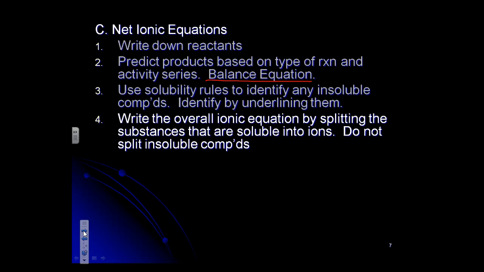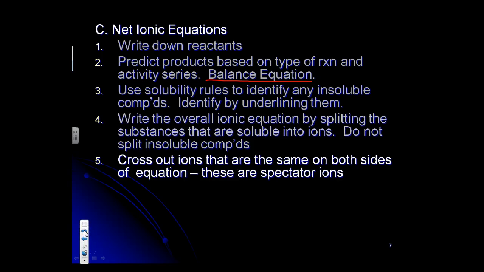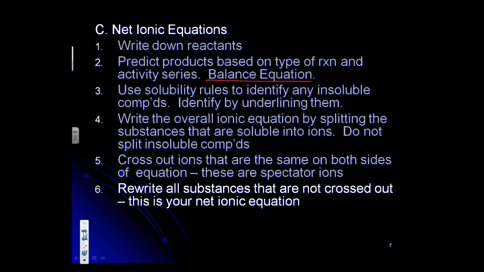All right. Step number 5 is my favorite step. You're going to cross out the ions that are the same on both sides. These are the ions that aren't doing anything, so we call them spectator ions. They're floating around in solution at the beginning, and they're floating around in solution at the end, and just kind of watching the reaction happen. And the easiest step of all is step number 6, rewrite all the substances that are not crossed out, and that is your net ionic equation.